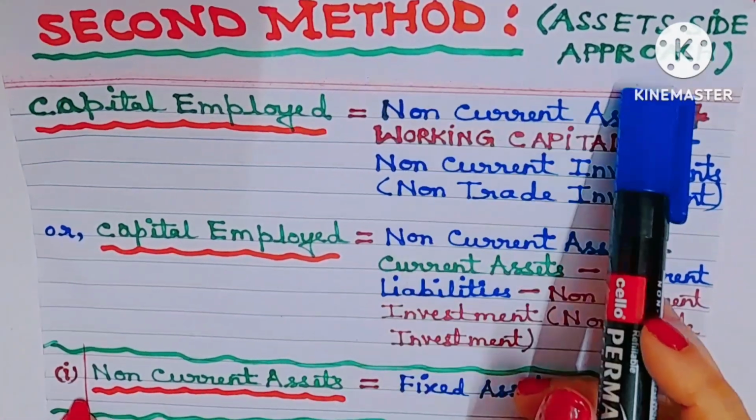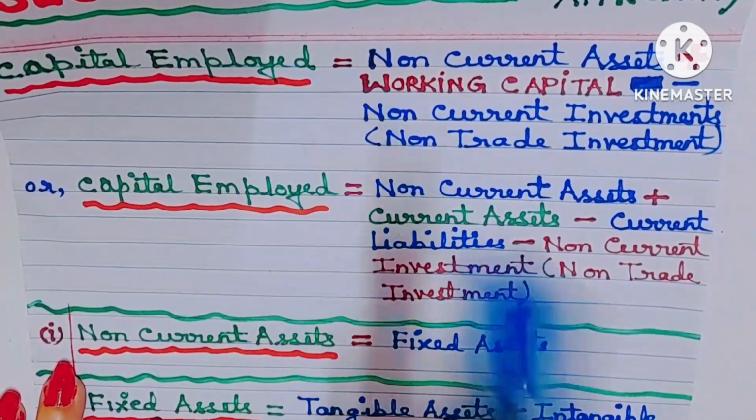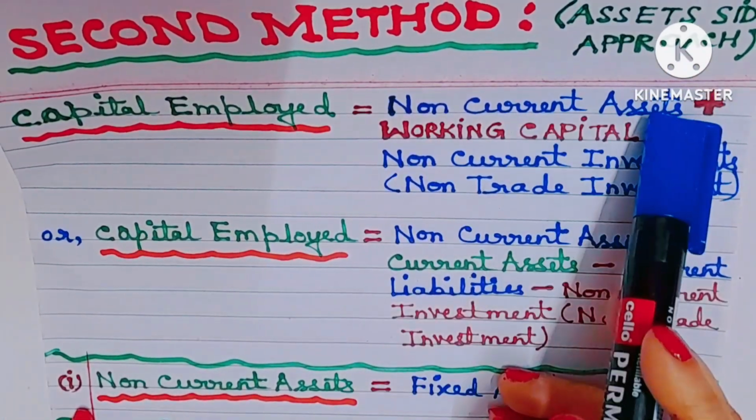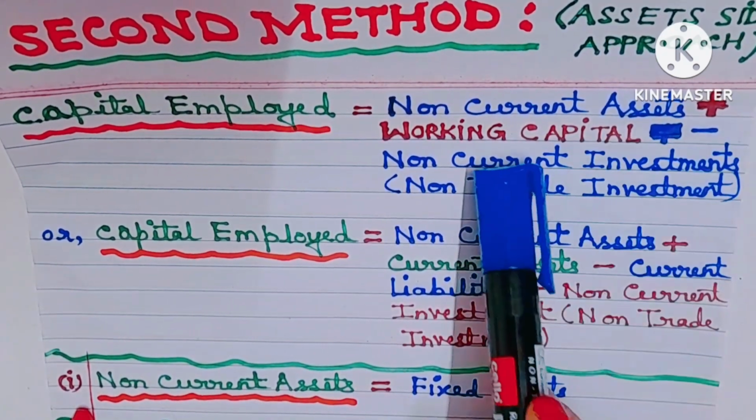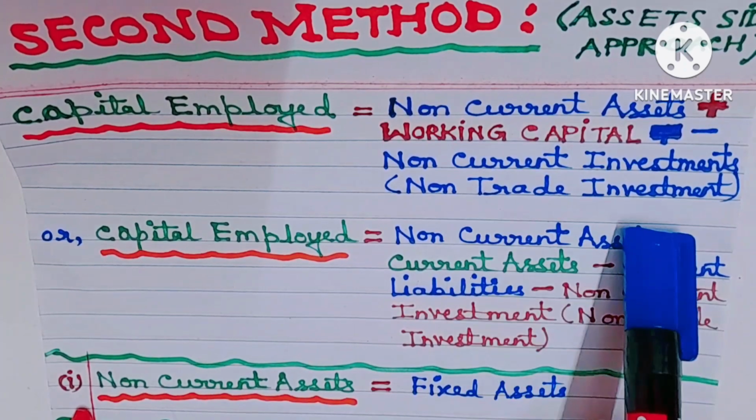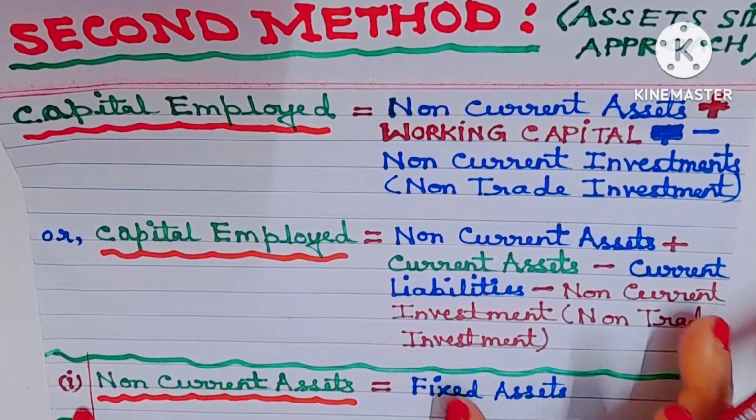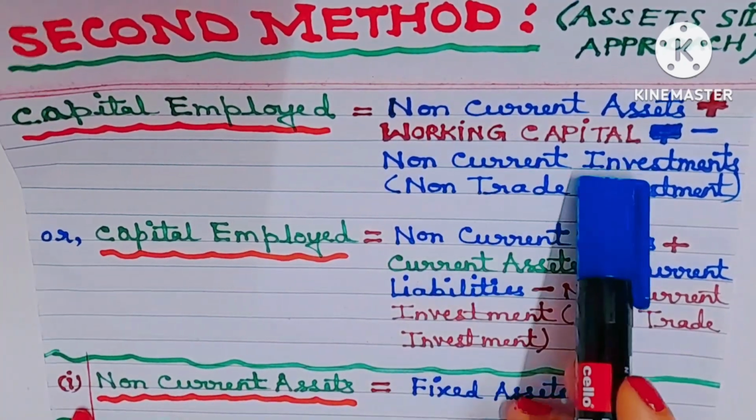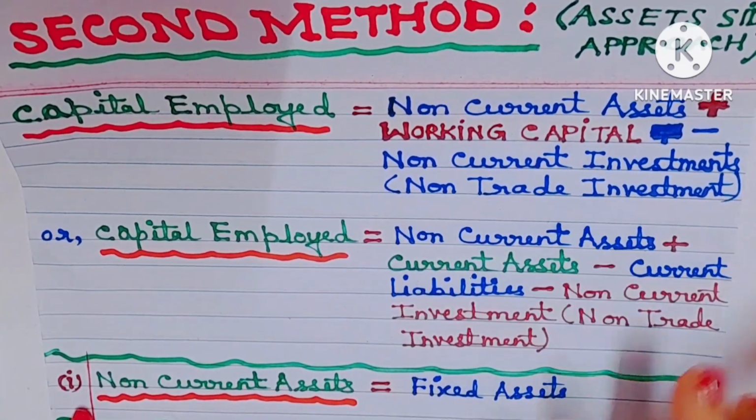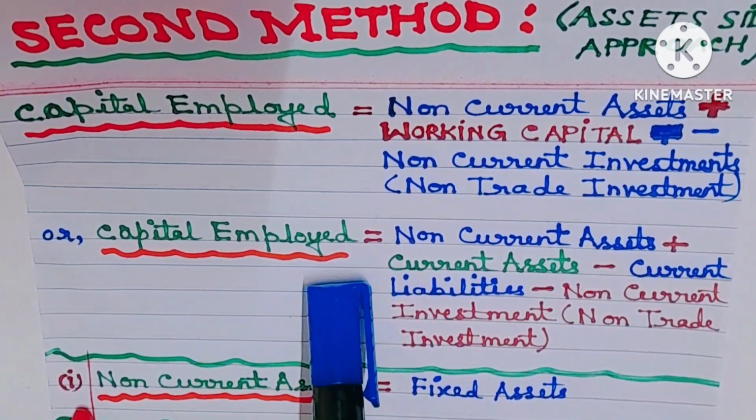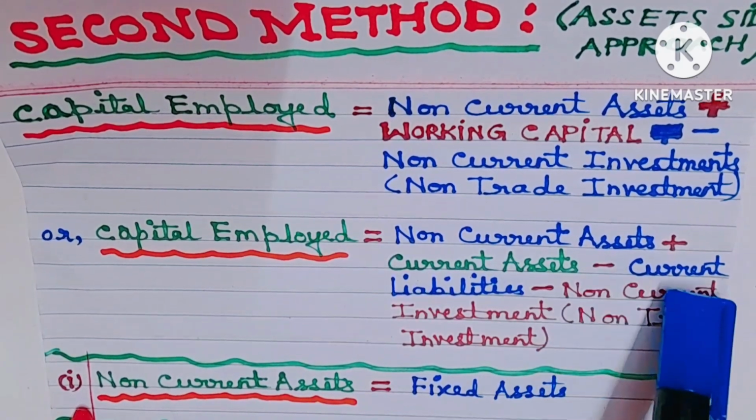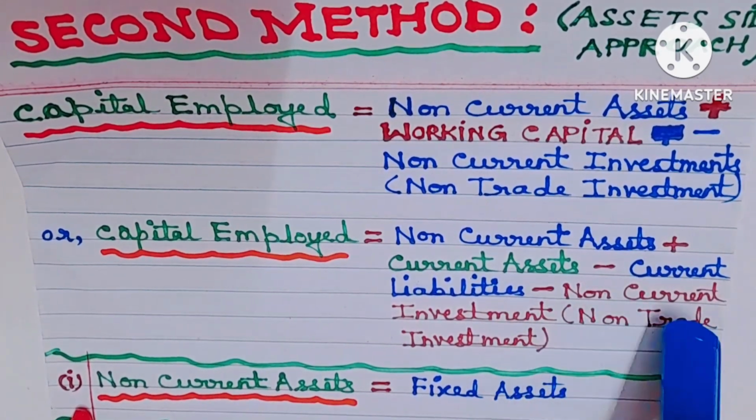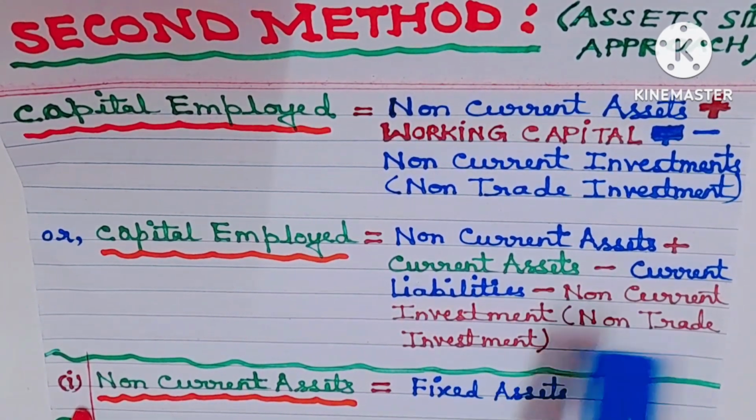Now, let's calculate capital employed by the second method, that is asset side approach. Capital employed is equal to non-current assets plus working capital minus non-current investments. And working capital is equal to current assets minus current liabilities. Or there is another formula: capital employed is equal to non-current assets plus current assets minus current liabilities minus non-current investments or non-trade investments. Okay, now let's do it.